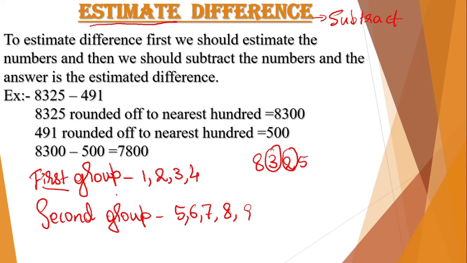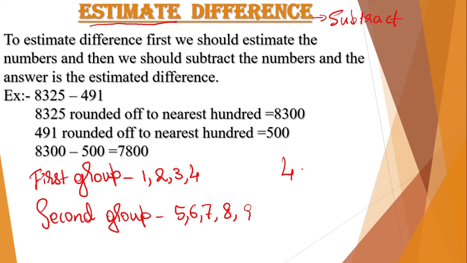If it's in the first group, no changes. 8 will be as it is because it's in the right side. And 3 will also be as it is because 2 was in the first group. If it was in the second group, we would have added 1 to 3. But we can't add now because 2 was in the first group. So 3 will also be as it is, but 2 and 5 will become 0. So it will be 8300. So 8325 rounded off to nearest 100 will give us 8300.